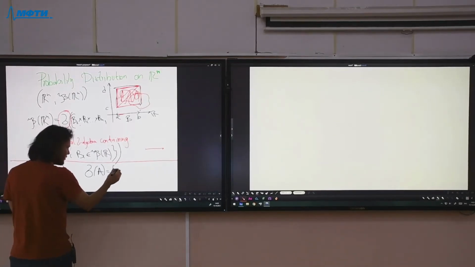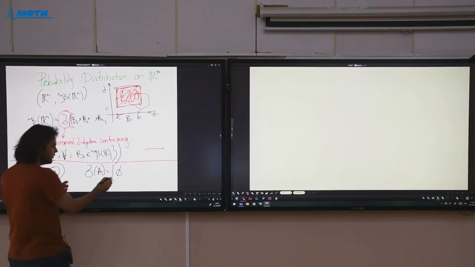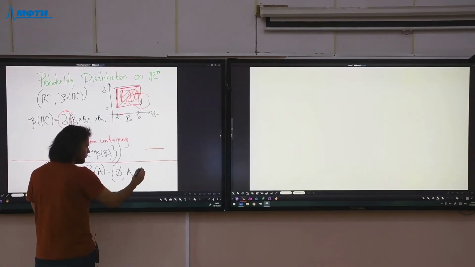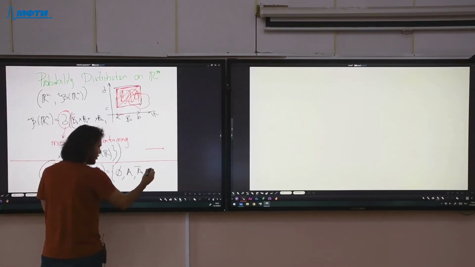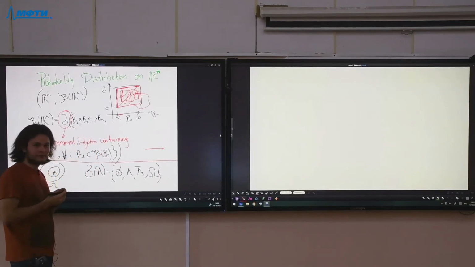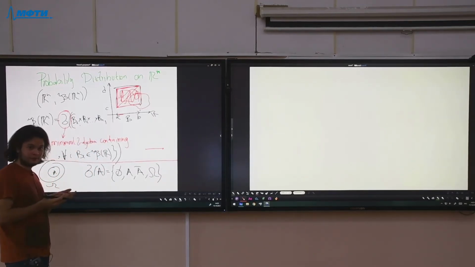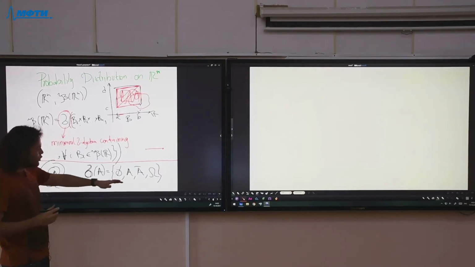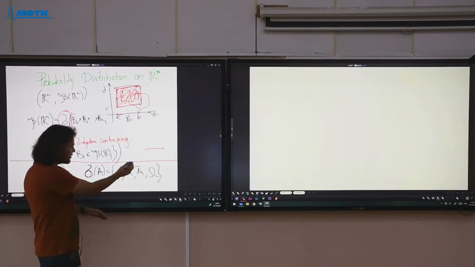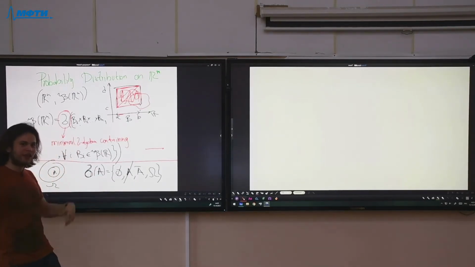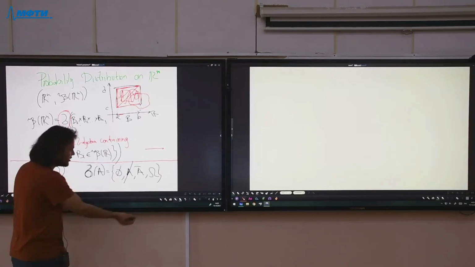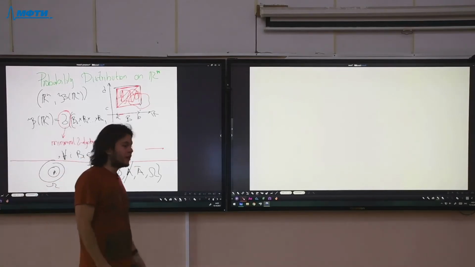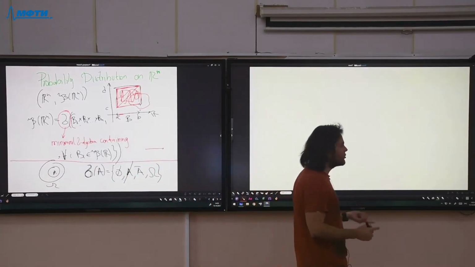So first we need the empty set, right? Then we need A itself. Then we need the complement of A. And we need omega. This is the smallest sigma algebra, so we don't need any more. If we take out any of these sets, this is not a sigma algebra containing A. That is why this is the minimal sigma algebra containing A.